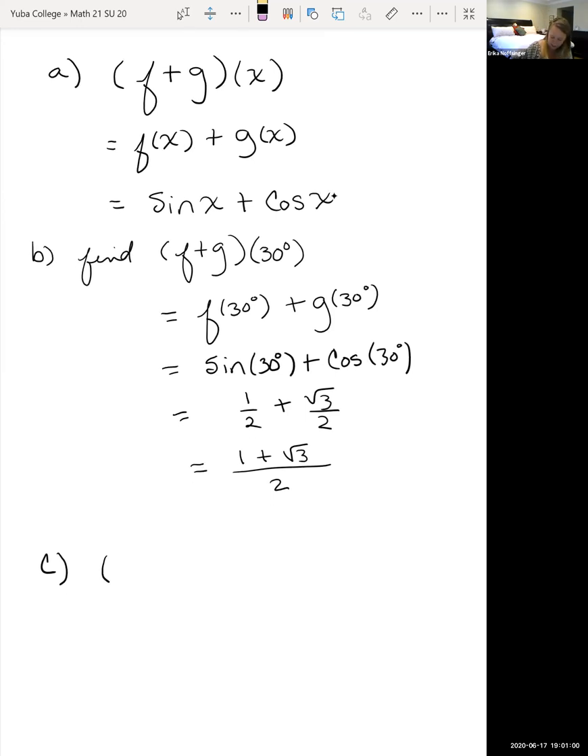Let's say it had parentheses, an F, a little teeny circle in between that F and an H, of, let's say, pi thirds. Okay, so you got to remember what that little circle means. That represents the composition of two functions. And so let's just recall.